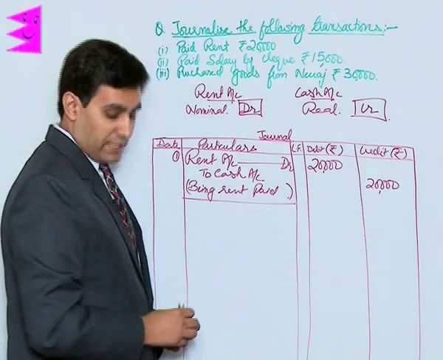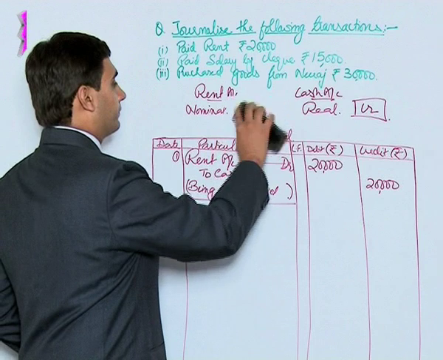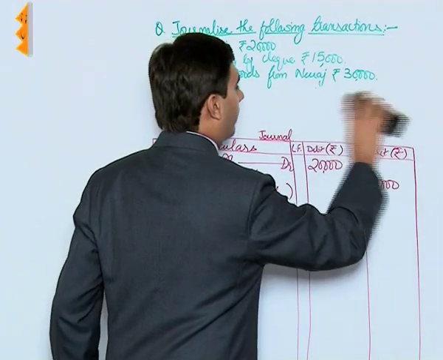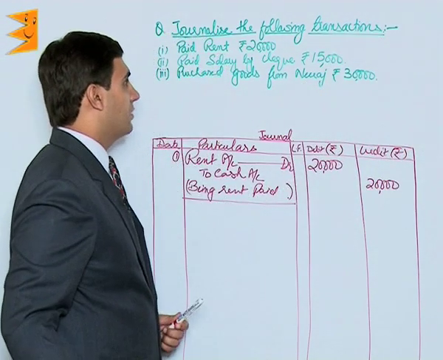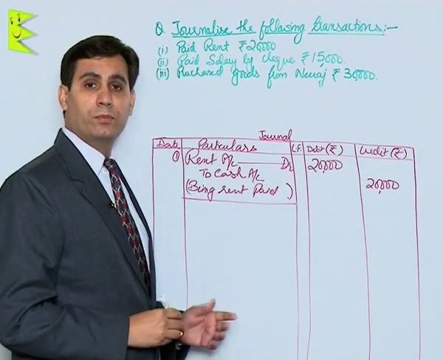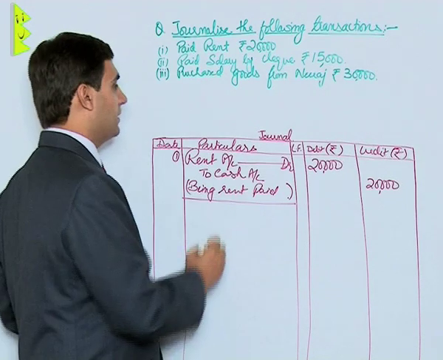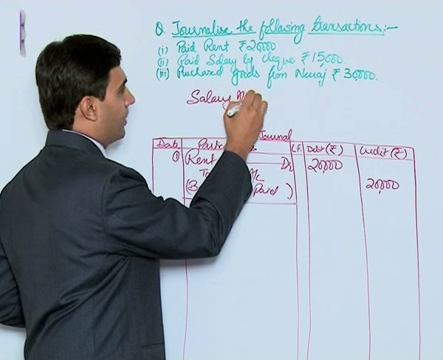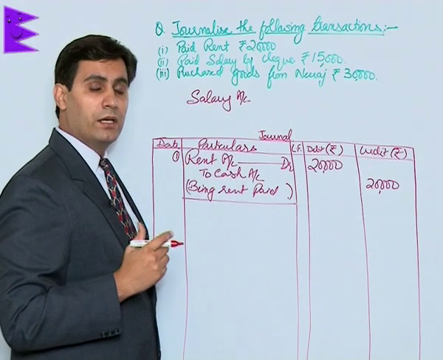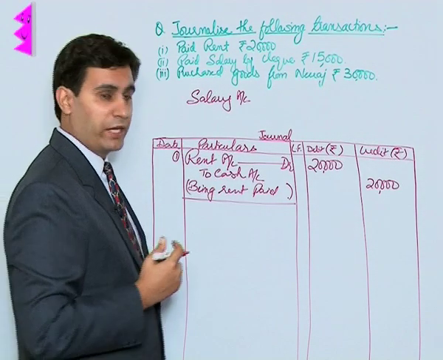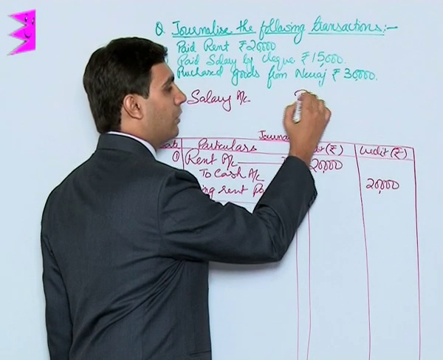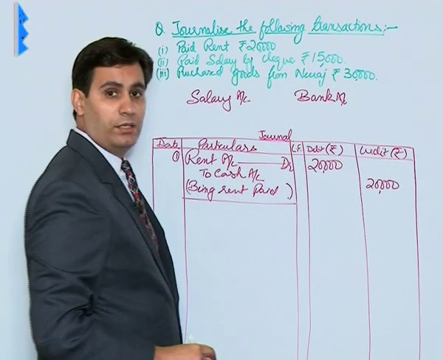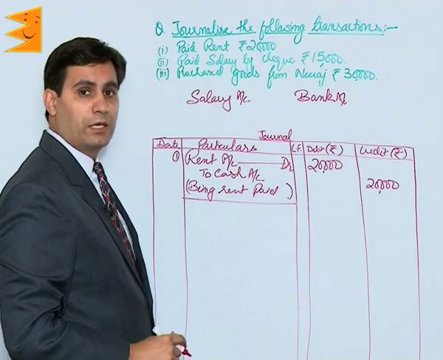Let us look at second transaction, students. The second transaction is paid salary by check rupees 15,000. That means the first account here is salary account, since salary is being paid, but here the payment has been made by check. So the second account is bank account. Obviously checks are drawn on bank, so it is bank account.